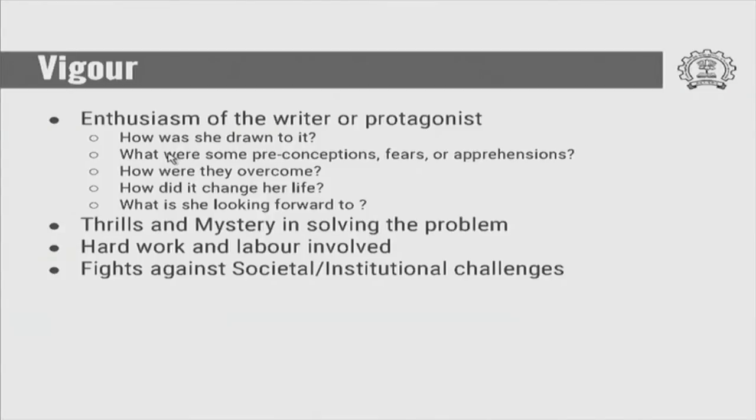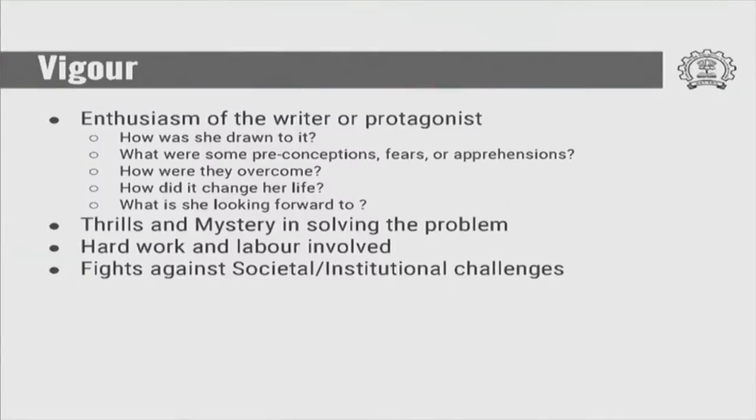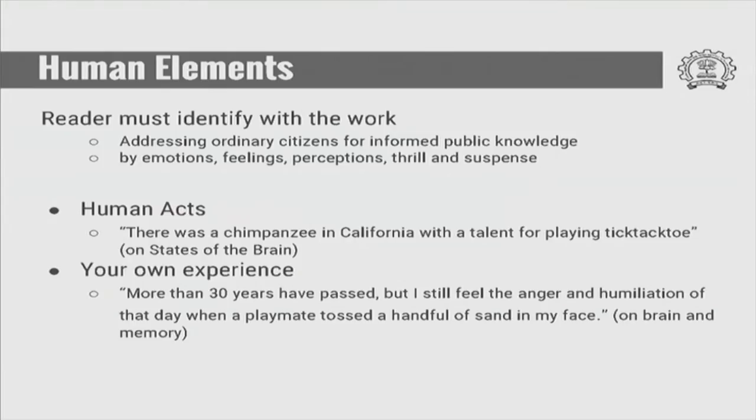Something that people can relate to. Human elements are something which people can relate to, in forms of a human act, or something from your experience. If you include some of these elements in a general science writing or science speech, which you're going to give now, that will help you connect to the general audience. So we want you to include clarity, vigor, and humanity. Try to bring these three elements into the talk that you're going to address to the students.